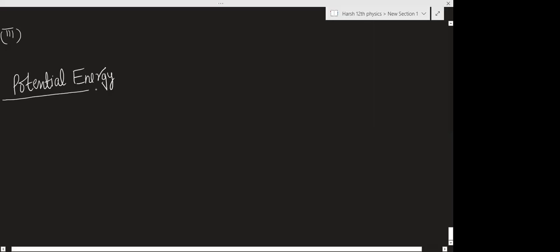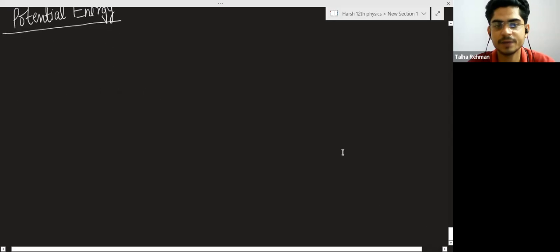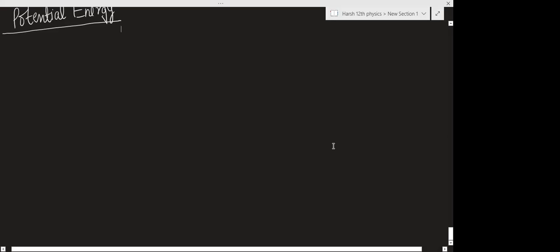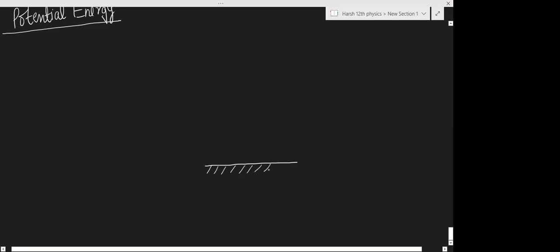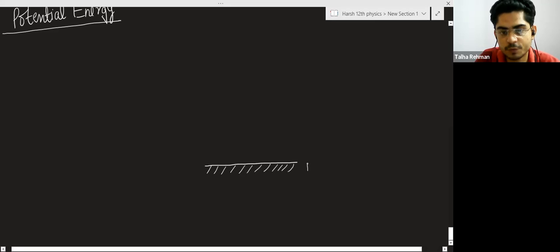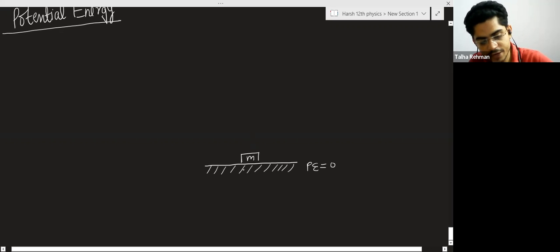Okay, now I will explain to you. Actually, I have done research on this topic. This is the ground, and suppose here the potential energy is 0, and here is a body of mass m. And what we are doing, we are taking this mass to this position.